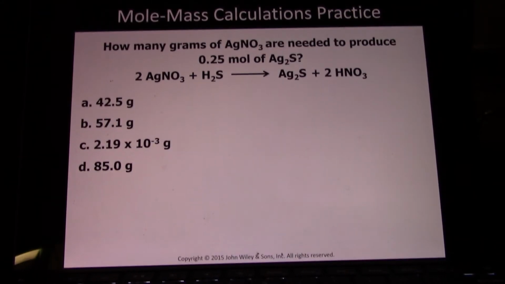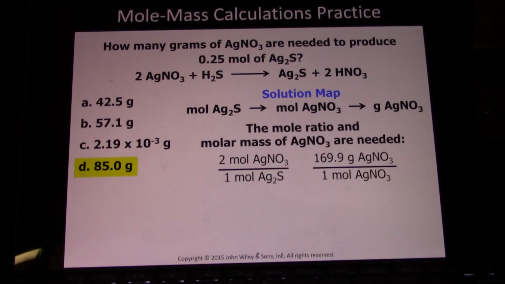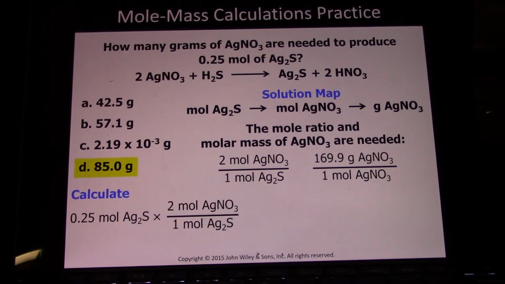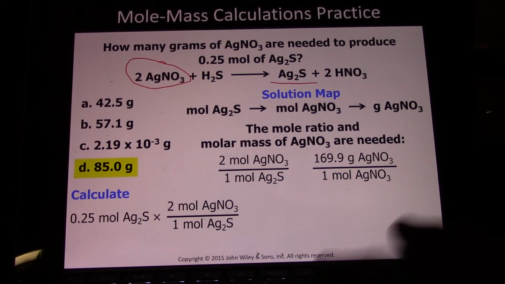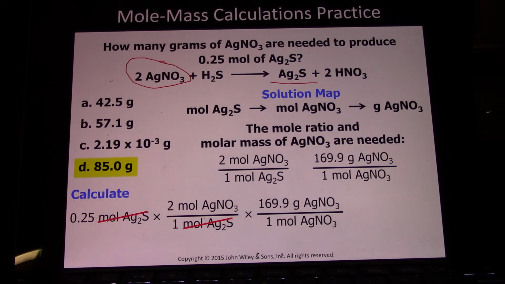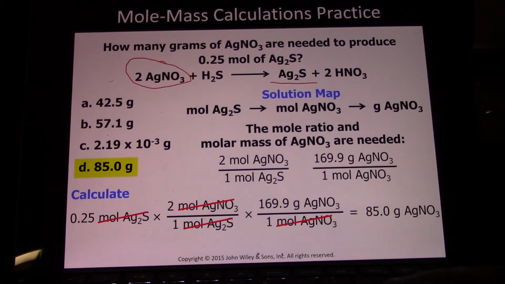How many grams of silver nitrate are needed to produce 0.25 moles of silver sulfide? Well, we want to produce 0.25 moles of silver sulfide. That's a 2-to-1 ratio. You will consume 2 moles of silver nitrate for every 1 mole of silver sulfide produced. And then we convert to grams. If we add up silver, nitrogen, and 3 oxygens, we get 169.9 grams per mole. So I need 85 grams of silver nitrate to make this reaction happen.